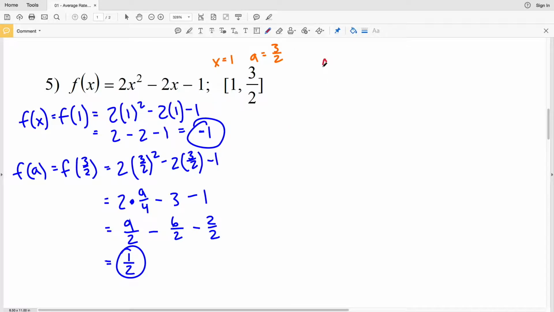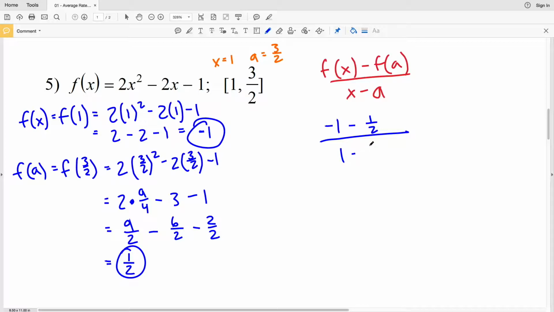So for my formula, f of x minus f of a all over x minus a, essentially finding the slope of that secant line. F of x is -1, and I'm going to be subtracting f of a, which is 1/2, and that's all over x of 1 minus a of 3/2. So I'll have -1, which I'll write as -2 over 2, minus 1/2, all over 1 minus 3/2, which I'll write as 2/2 minus 3/2, so that I can add or subtract those fractions.